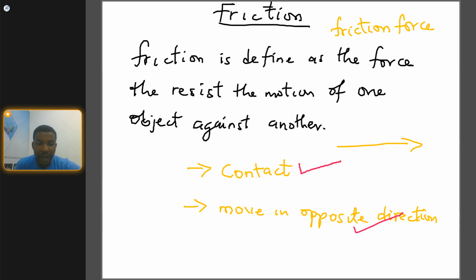I believe that is clear to us. If yes, please signify. We are moving on to the types of friction that we have. All right, let's move on to types of friction.